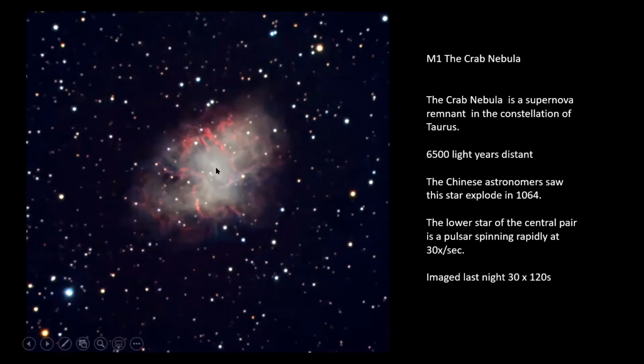This actually does show the little pulsar, little pair of stars in here. The lower one is the pulsar, which is a neutron star spinning rapidly about 30 times per second. Jocelyn Bell Burnell described the best way to describe the density of that star is to take a thimble and put all of humanity in that thimble, that 7 billion of us. That would be equivalent to the weight of a thimbleful of that stellar material.